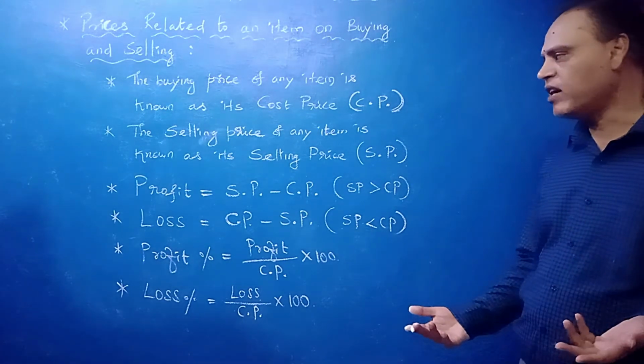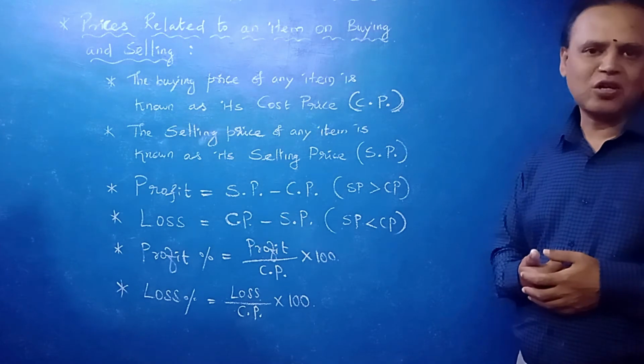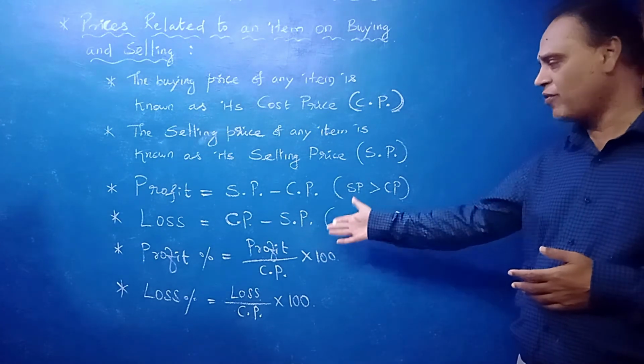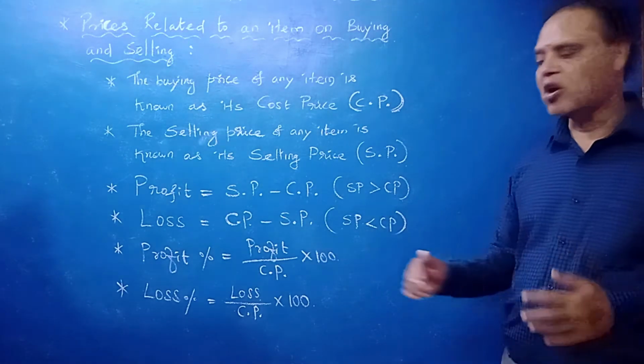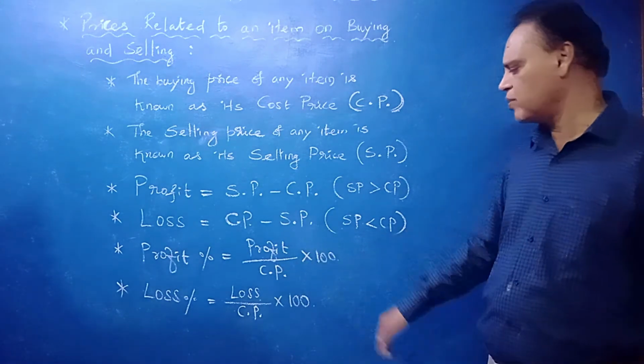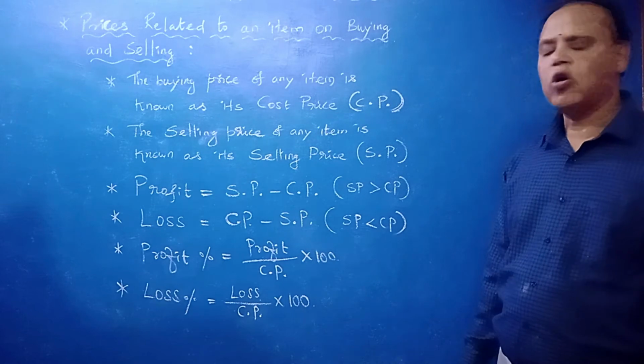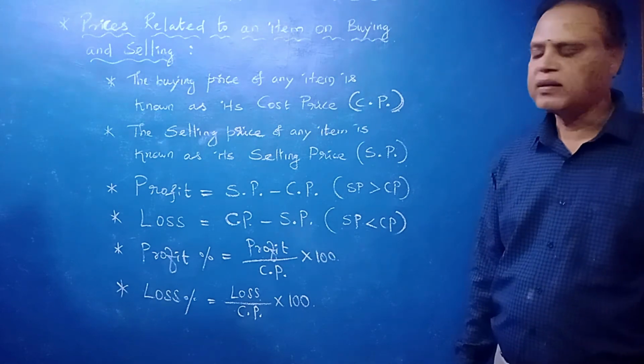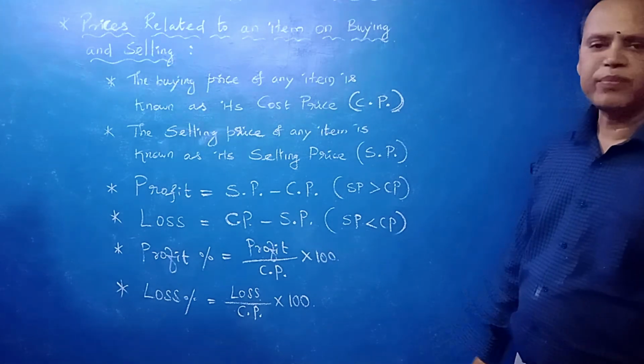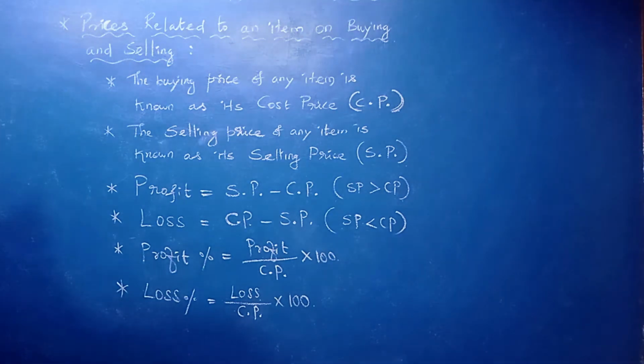So when you have profit and loss, you can find out profit percent and loss percent. Profit percent is nothing but profit by CP into 100, and loss percent is nothing but loss by CP into 100. So these concept and formula you have to always remember. Okay. So we will see some examples now.